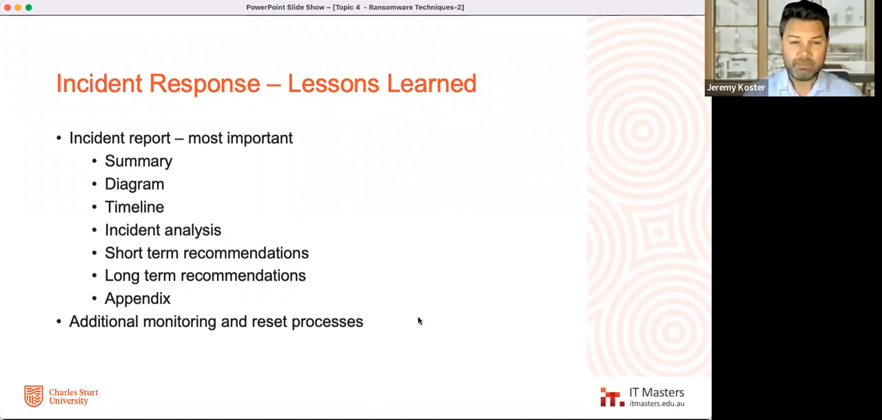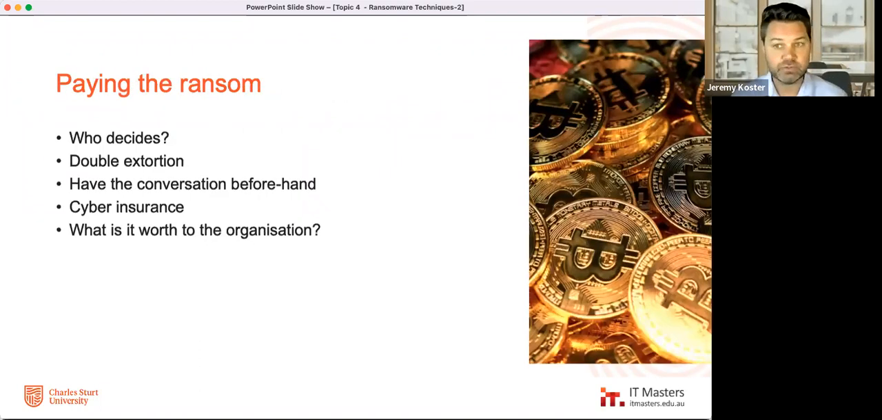And then paying the ransom. So who decides if you pay the ransom? Well, I think this usually goes right up to the top, to the person who's got the strings and makes the decisions for the organization. So the CEO.